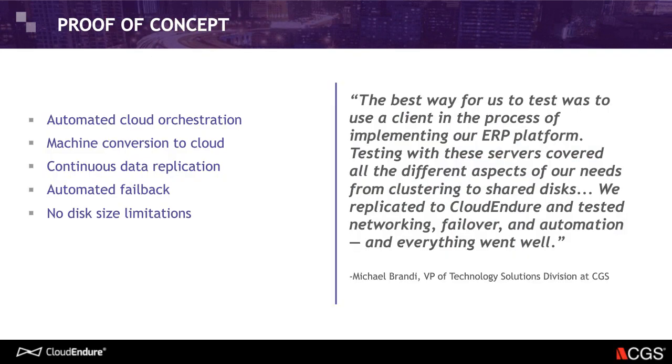A little more proof of concept. Pretty much everything we've spoken about before. You've got automated orchestration, cloud conversion. So any to any, you can take a VMware or a physical machine or a Hyper-V machine and convert it to AWS format as part of the blueprints. This is all part of the orchestration process.